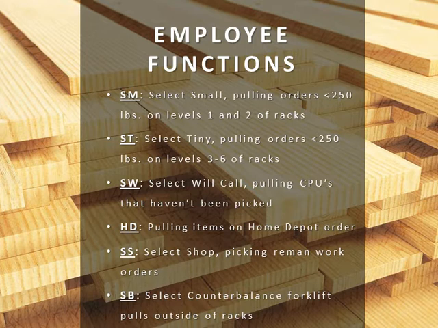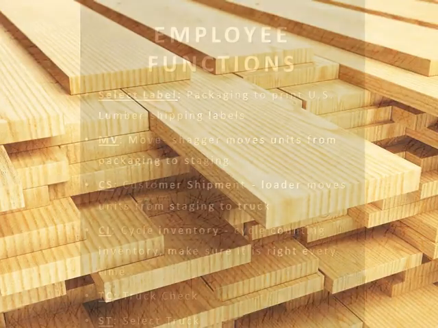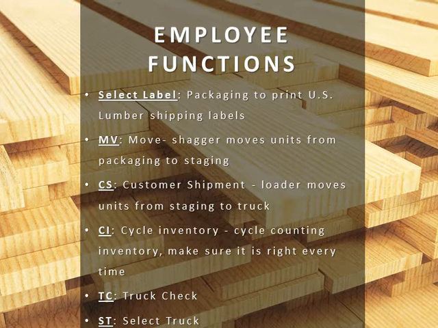SS is select shop, which is picking reman work orders. SB is select counterbalance forklift pulls outside of racks. Select label is packaging to print US lumber shipping labels. MV is move for when the shagger moves units from packaging to staging. CS is customer shipment for when the loader moves units from staging to the truck.